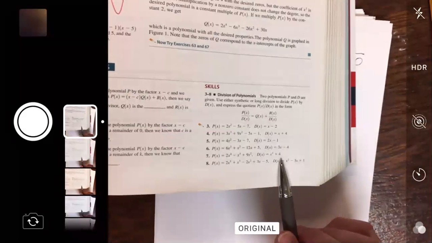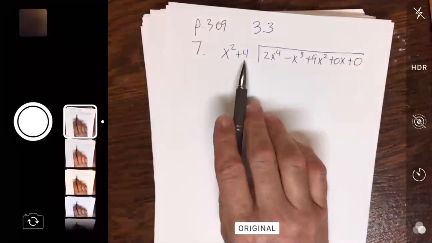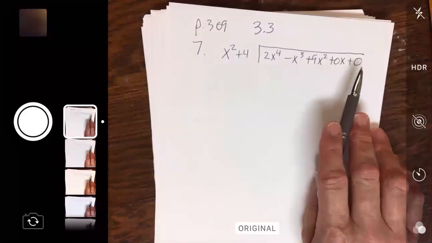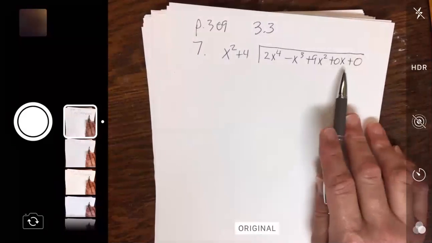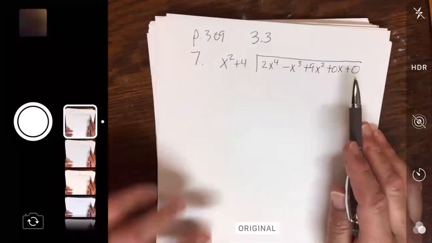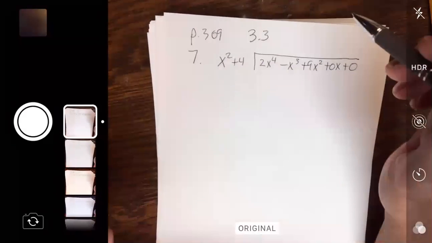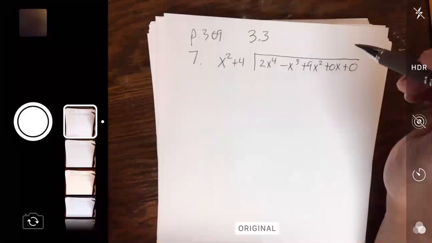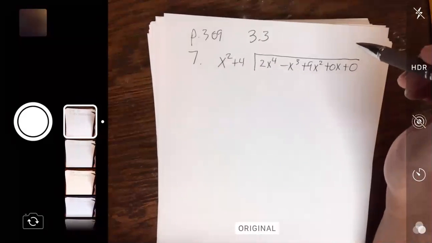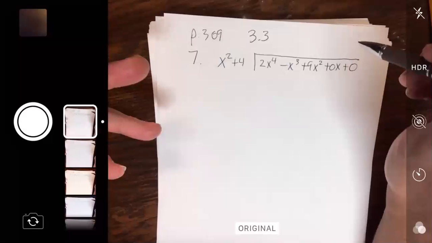So can you see that they're giving me the P of X in number 7? They're giving me the divisor, x squared plus 4. Divisor goes outside. The P of X goes inside as the dividend. All of these are going to work that way. Are we ready to charge in? Yes. It's just a game with multiple rounds.